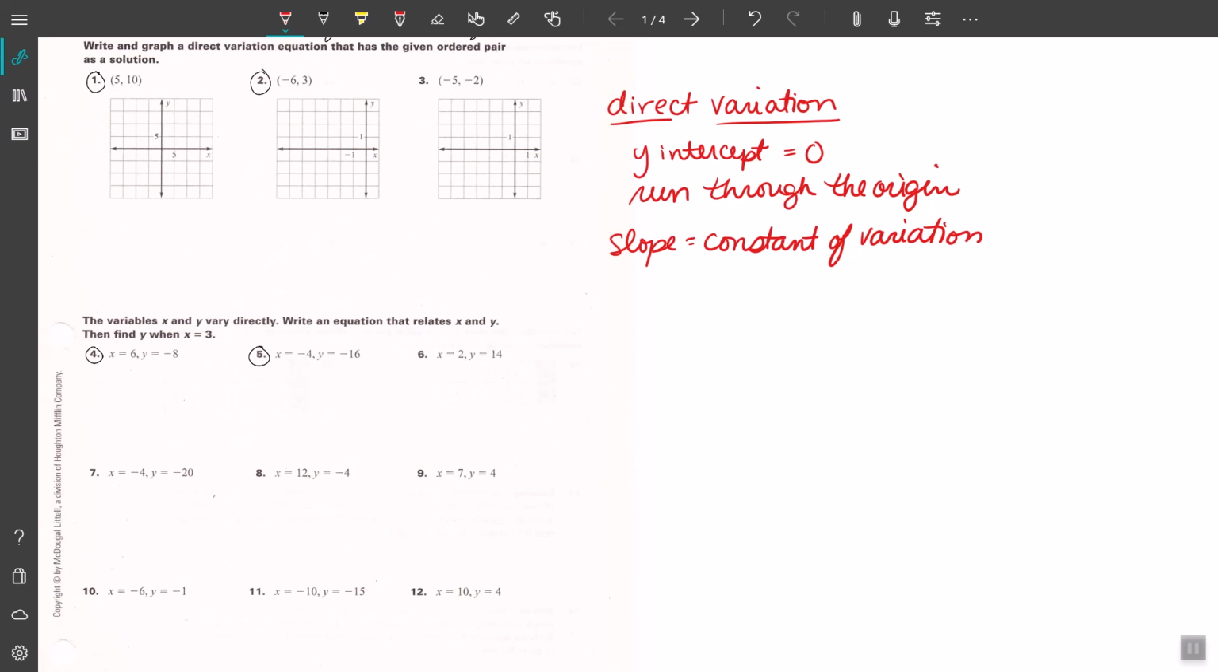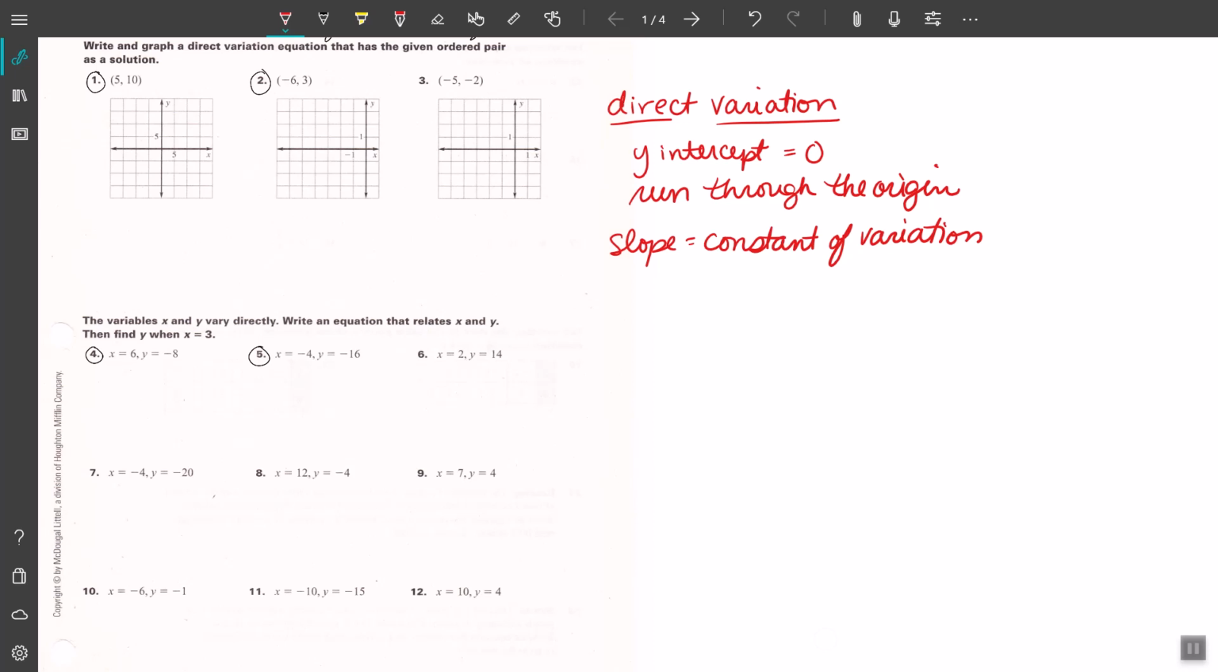variation equation. So in number 1, they want you to write and graph a direct variation equation that has that given ordered pair as a solution. So one of the solutions, meaning one of the points on the line, is going to be 5, 10. And we are going to write and graph that equation.